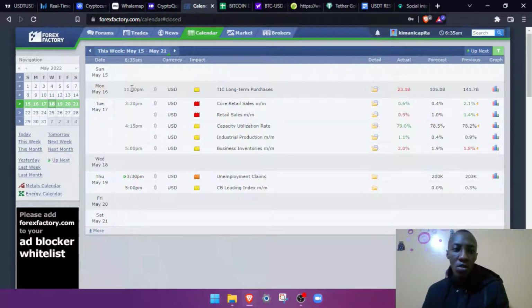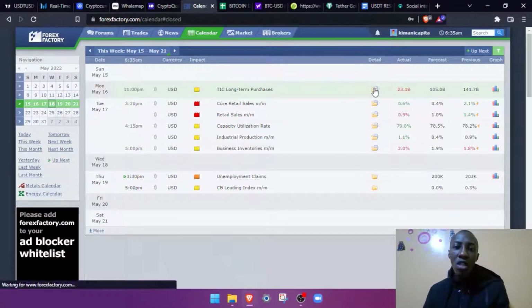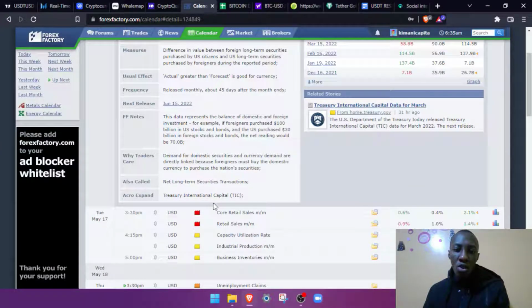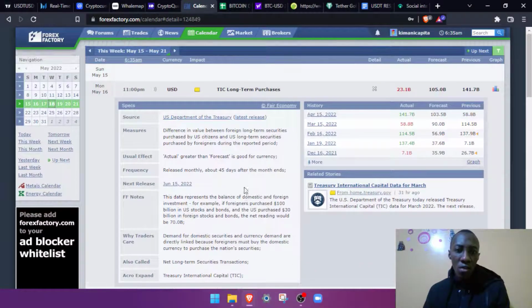So this week we're seeing this TIC long-term purchases, which means the Treasury International Capital, right? What that means is basically the difference in value between foreign long-term securities purchased by US citizens versus US long-term securities purchased by foreigners during the reported period. So this data represents the balance of domestic and foreign investment.